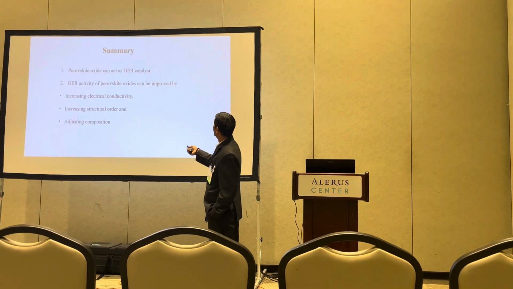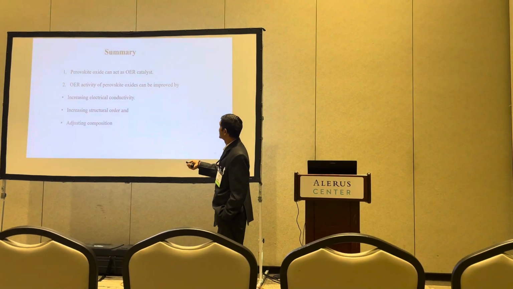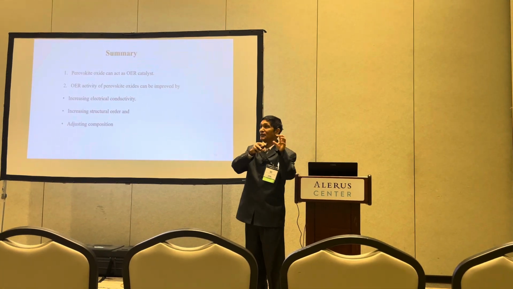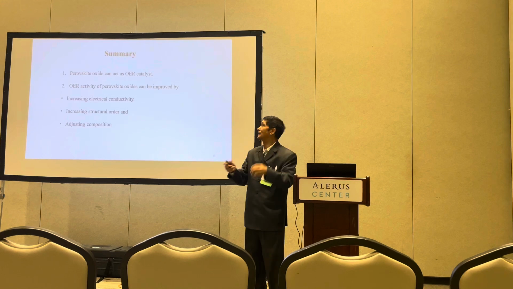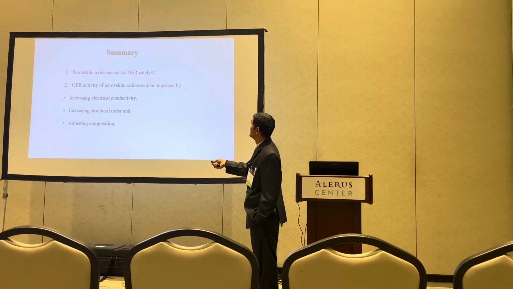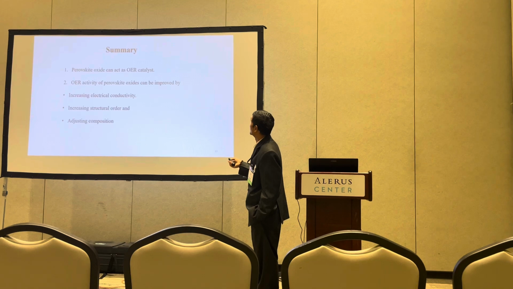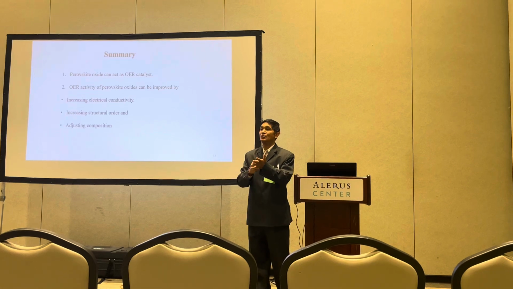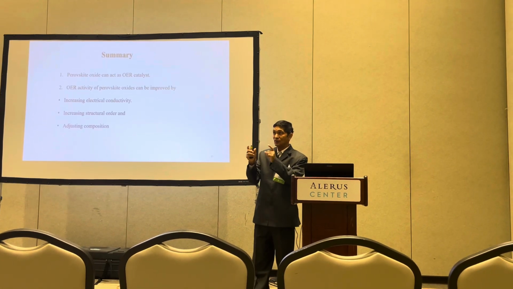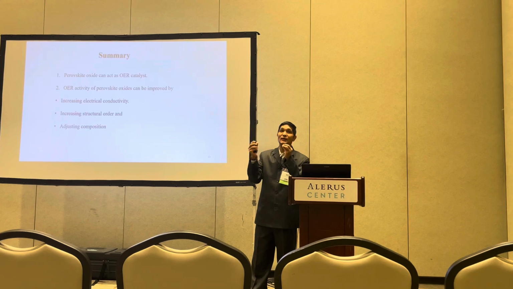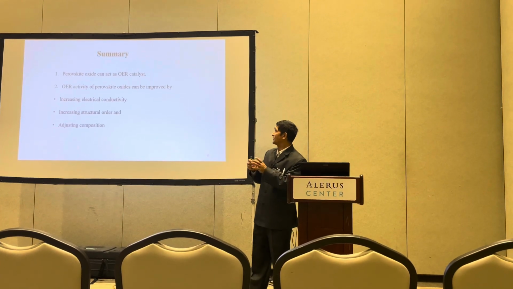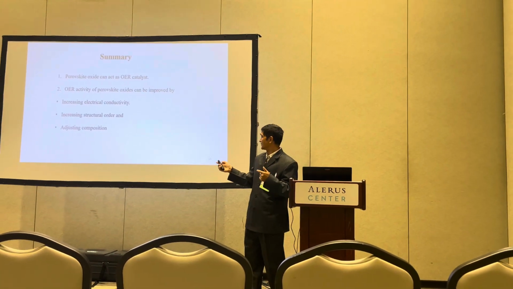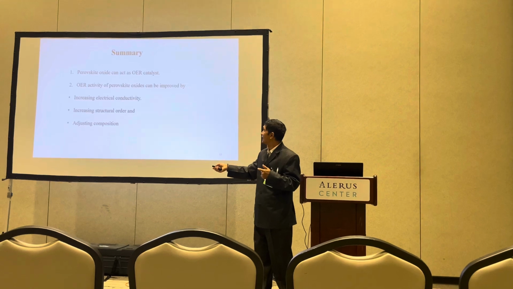And then it can be improved by increasing structural order, meaning the vacancy, random or ordered. If vacancy is ordered, then catalytic activity is improved. And then we can improve it by adjusting the compositions. Just before we started, calcium, strontium, cobalt, iron, manganese. So when we changed the cobalt, iron, manganese composition ratio, at a certain point it gave better catalytic activity. That is why it is said adjusting composition.